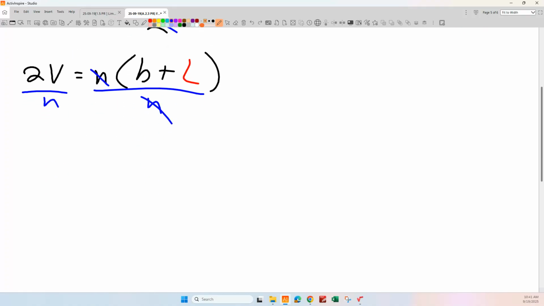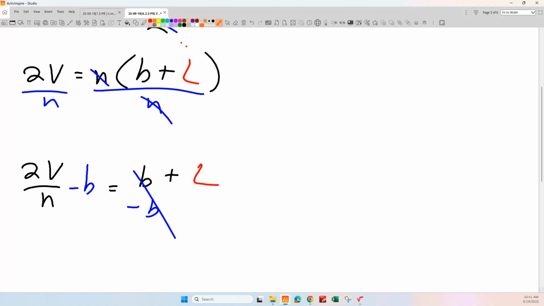Okay, so now we're almost there. 2V over n on the left equals B plus L on the right. Last step to isolate that L, subtract B. We got it. There we go. L equals 2V over n minus B. They're separate terms though, right? The B is being subtracted outside of that fraction, from the fraction.